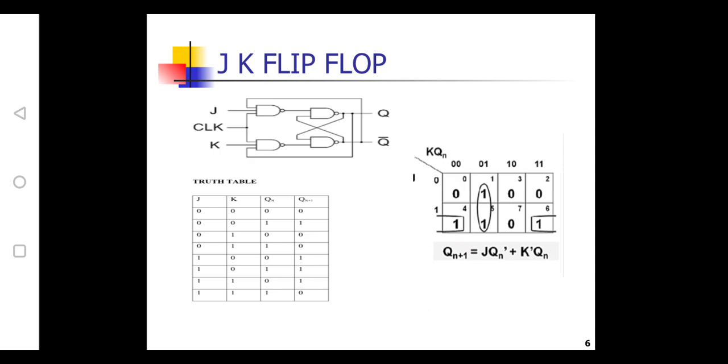All these characteristic equations are used in the design of sequential circuits as well as in the analysis of sequential circuits, so we need to remember all these characteristic equations of the flip-flops. In order to avoid this toggling condition, which is called the race around condition, we use a master slave JK flip-flop.